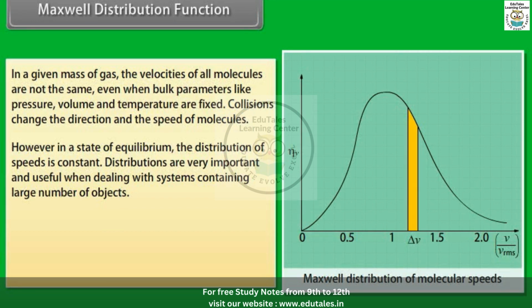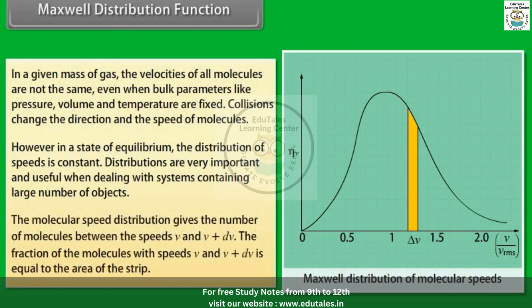Distributions are very important and useful when dealing with systems containing a large number of objects. The molecular speed distribution gives the number of molecules between the speeds v and v plus dv. The fraction of the molecules with speeds between v and v plus dv is equal to the area of the strip.